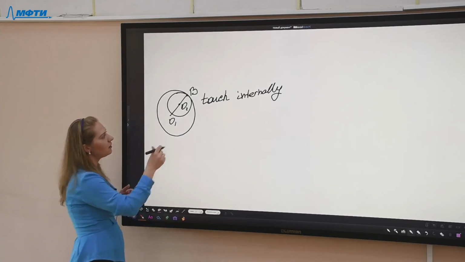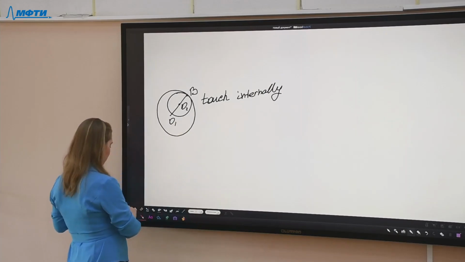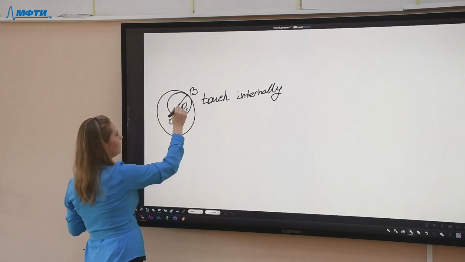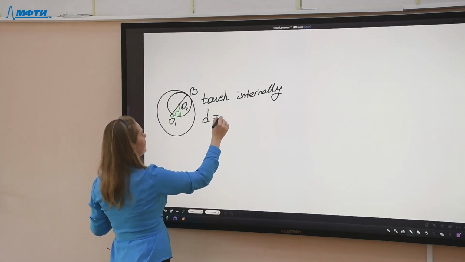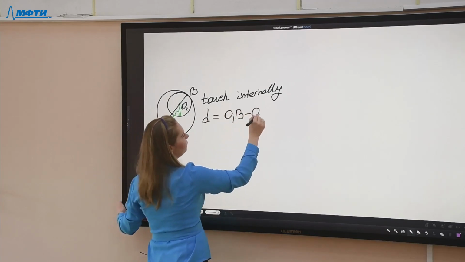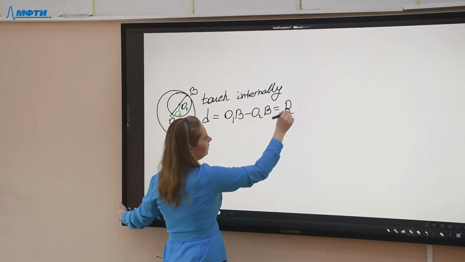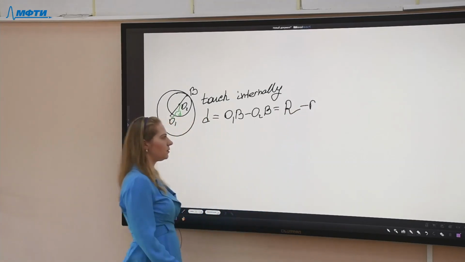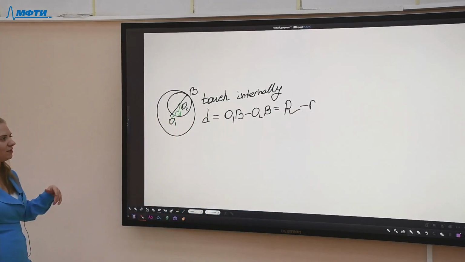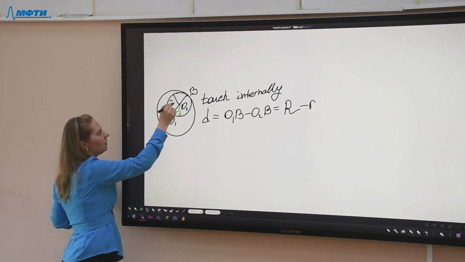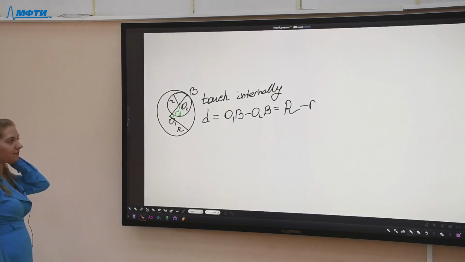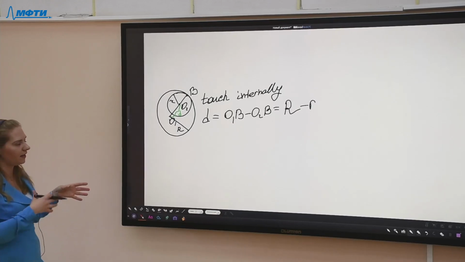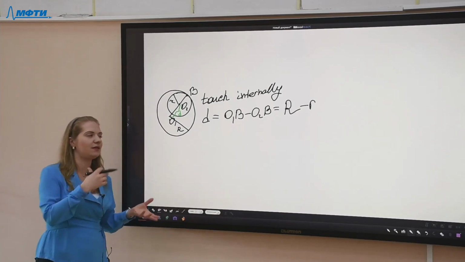And also, the distance between the centers, this D, for example, we can say that this D is O1B minus O2B, that is R, capital R, minus small r, where capital R is the radius of the large circle and small r is the radius of the small circle. So the distance between these centers is the difference between their radii.